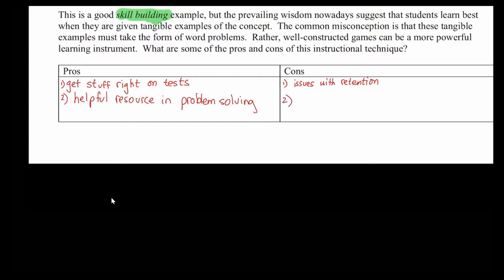All right, and so the associated con related to that idea is, if you never understood the concept to begin with, how do you know when to apply this skill?